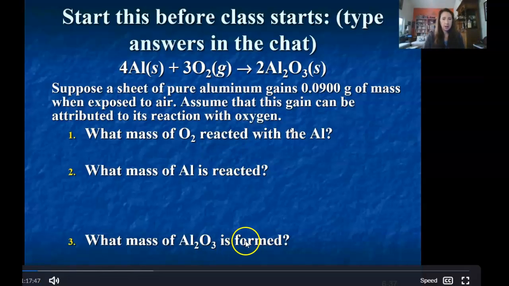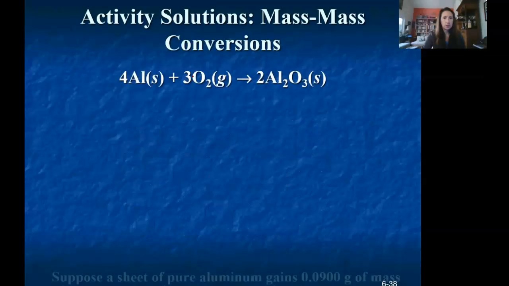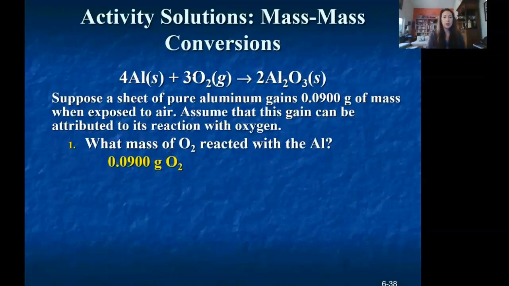So let's start with the first one. What mass of oxygen was reacted with the aluminum? If you read the problem, it says that suppose a sheet of aluminum gains 0.09 grams. So if you had aluminum and it gained 0.09 grams, that means this must be oxygen, right? That 0.09 grams is the actual amount of oxygen that was reacted.